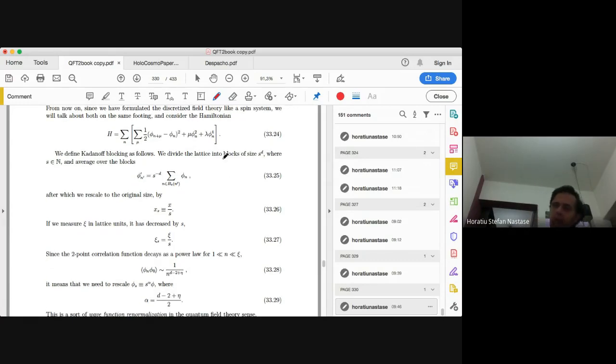And this Kadanoff blocking, or averaging over a block in discretized space, is as follows. So we divide the lattice into blocks of size s to the d. d is the dimension of space, so in each direction I have a size s. So s is a natural number, which means a number of sites on the lattice. So we average the field over these blocks, meaning I sum phi n for n in this block of size s, and then divide by this size, 1 over s to the d.